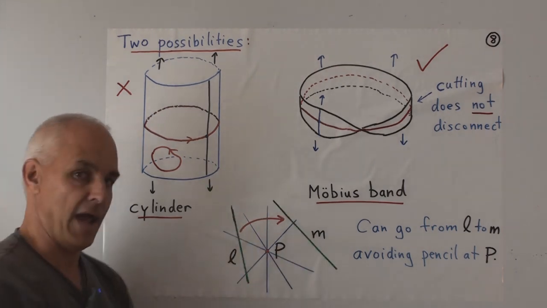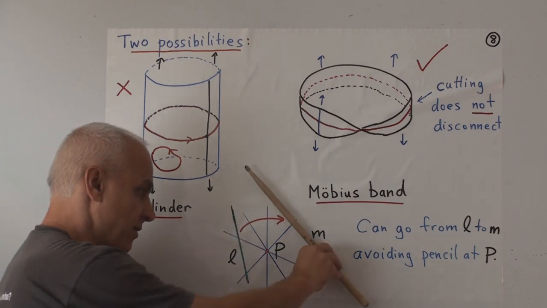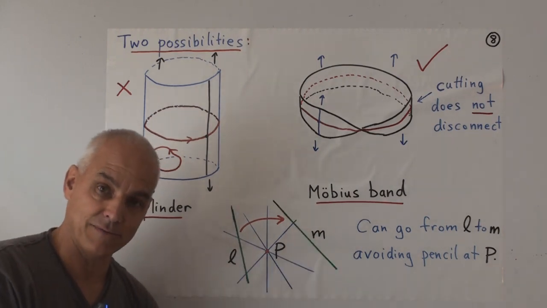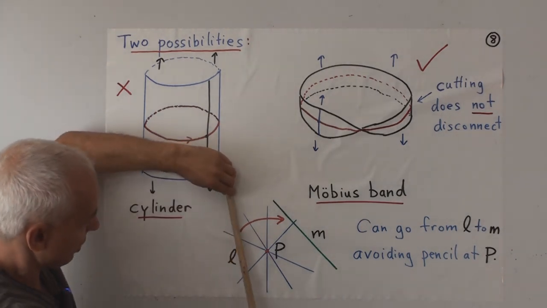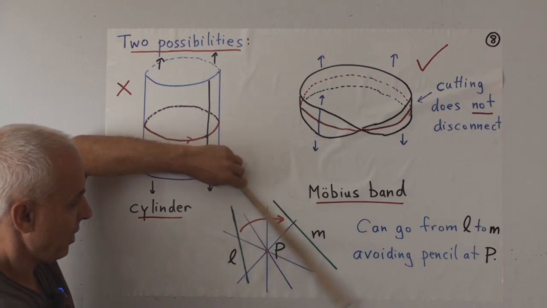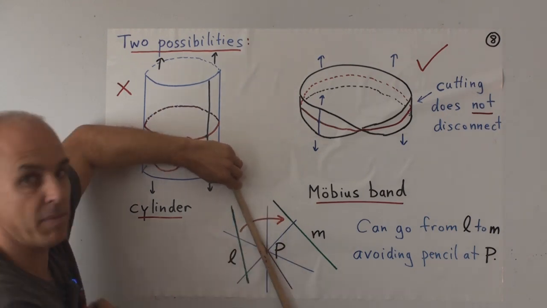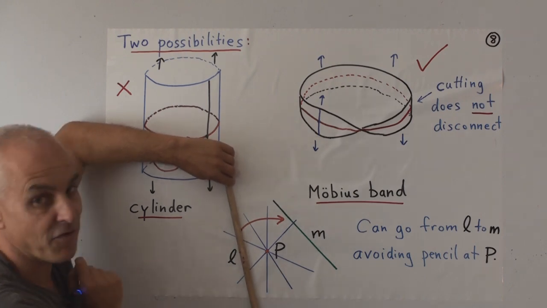Here's another line M, which is not in the pencil. Can we go continuously from this line to this line, avoiding the pencil? Well, if you think about it naively, you might say, well, no, you can't, because if you try to go from here to here, somewhere in there, we would pass through P, and then we'd be connected through to the pencil. But that's not the only way you could get from L to M.